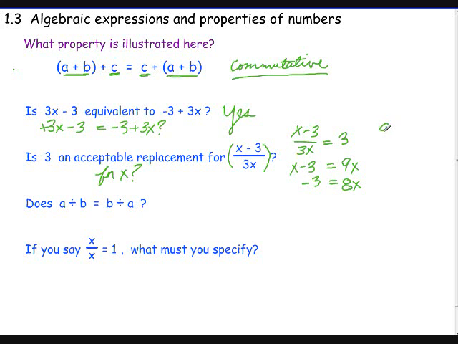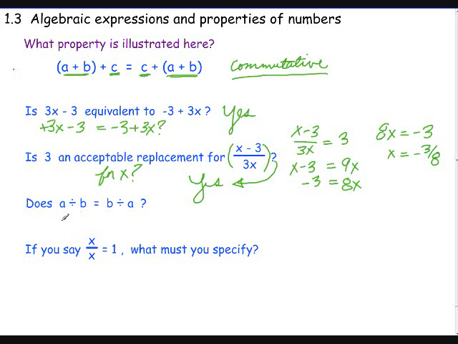We're going to have 8x equals negative 3. And I divide both sides by 8. x equals negative 3 over 8. That looks perfectly reasonable. So our answer to this question is yes.